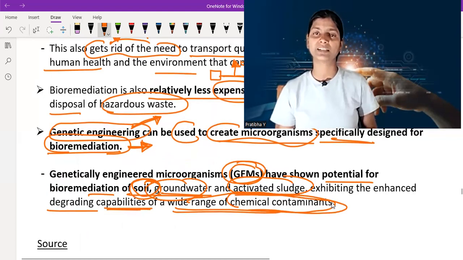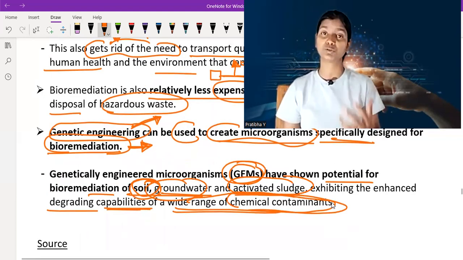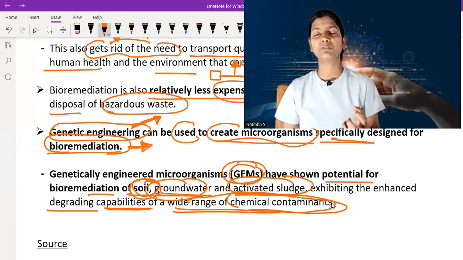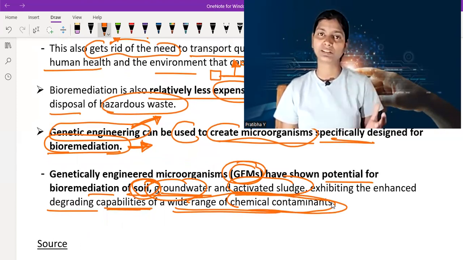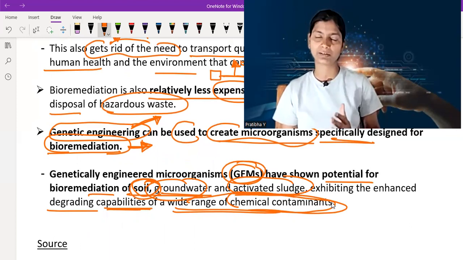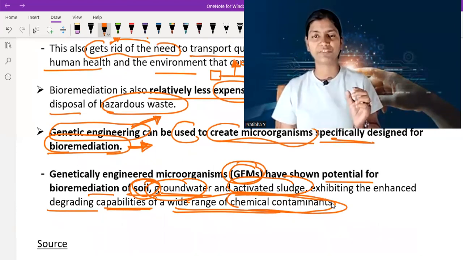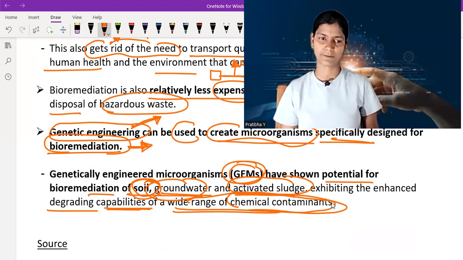So I hope you understand the idea of bioremediation, its usage, its importance, as well as how we can solve the problem of human health and environment health, and also take advantage of genetically modified technology for very precisely creating microorganisms and solve the rest of the problems.